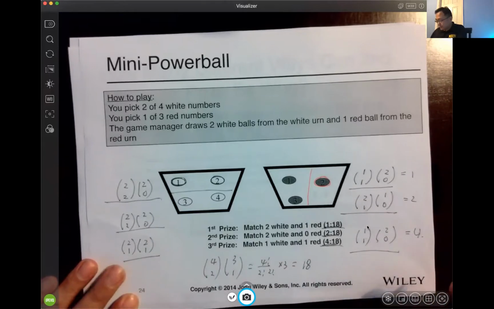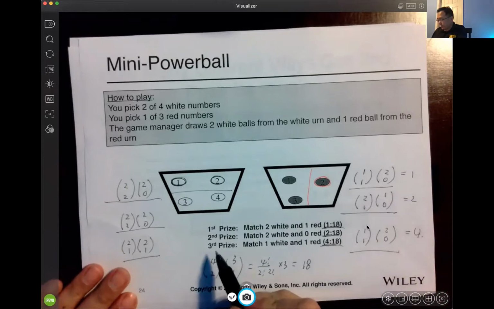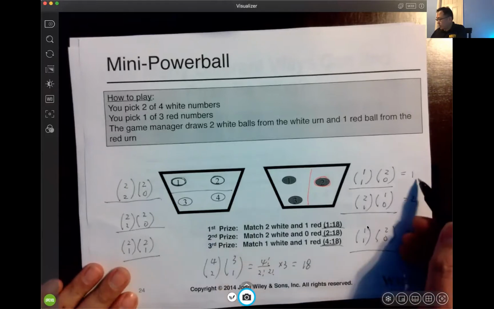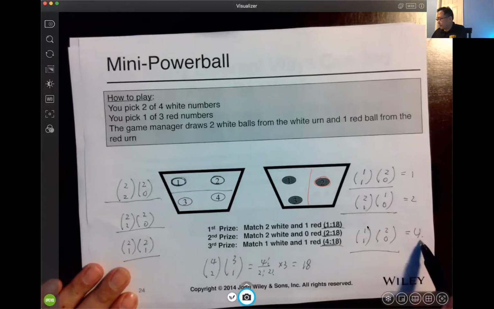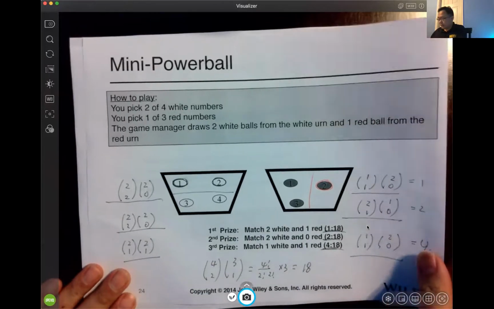So the probability for the first prize is 1 over 18. The probability for the second prize, 2 over 18. And the probability for the third prize, 4 over 18. All right?